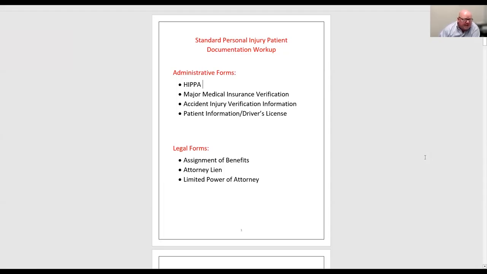So you got the typical administrative forms. You got the HIPAA, major medical insurance verification, accident injury verification, patient information, particularly their driver's license identification. So typical administrative forms. That takes you to the legal forms. And the big legal forms are the assignment of benefits from the patient, the attorney lien, and the limited power of attorney. Those are the three big legal forms that you want the patient to sign.